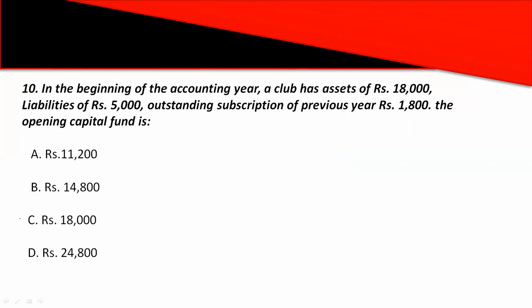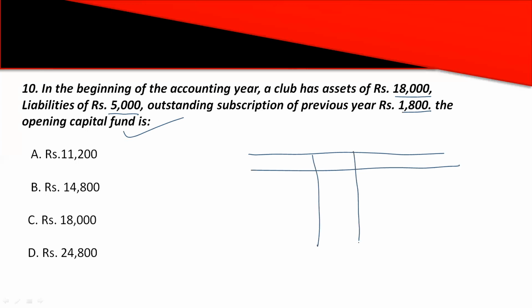Okay, next. Last question for the day, and the 11th one will be your homework. So now the question is, in the beginning of accounting year, a club has assets of rupees 18,000, liabilities of rupees 5,000, and outstanding subscription for previous year is 1800. The opening capital fund is, okay, we have to find out what is the amount of opening capital fund. See, opening capital fund can be found out by preparing an opening balance sheet.